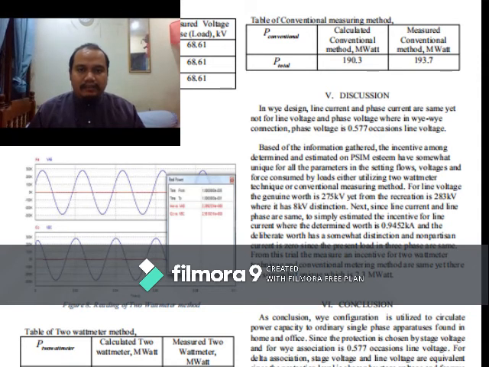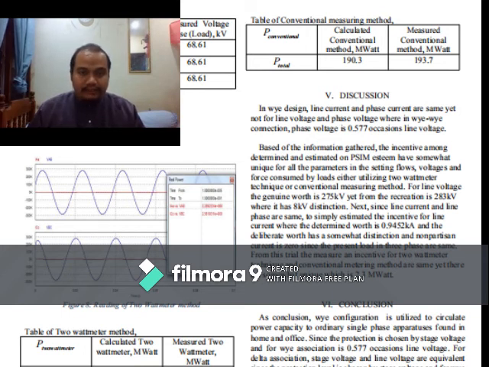As you can see, in the table of the conventional measuring method, from the calculation I got 190.3 megawatt, and the second one, measured, is 193.7 megawatt as the P total of both conventional, calculated, and measured.